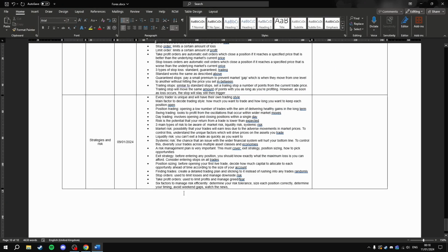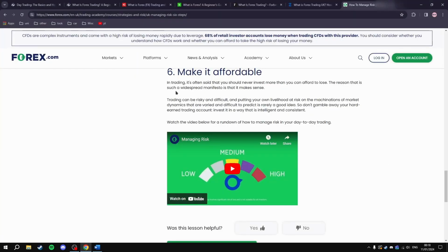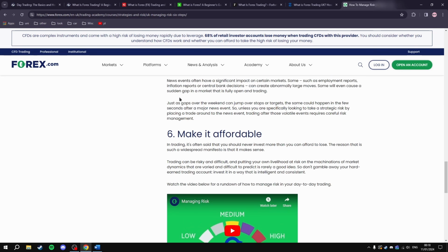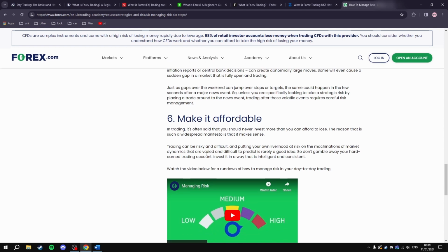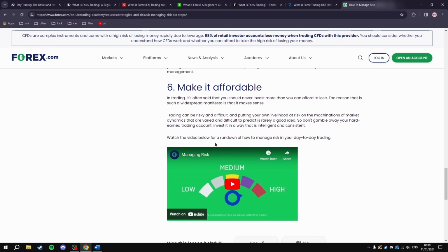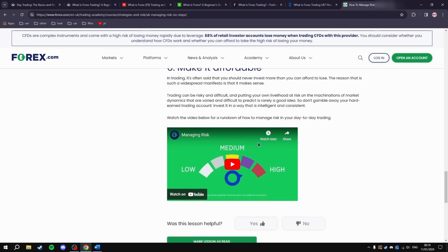Make it affordable. In trading, it is often said that you should never invest more than you can afford to lose. The reason such a widespread manifesto exists is that it makes sense. Trading can be risky and difficult, and putting your own livelihood at risk on the machinations of market dynamics that are varied and difficult to predict is rarely a good idea. So don't gamble away your hard-earned trading account. Invest it in a way that is intelligent and consistent. Watch the video below for a rundown on how to manage risk in your day-to-day trading.